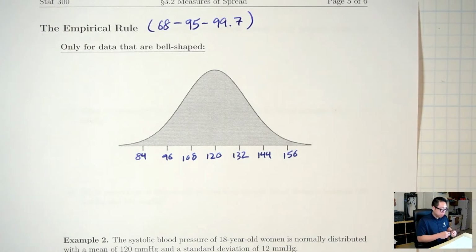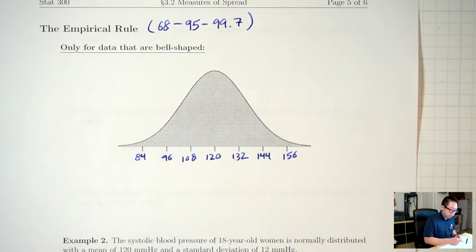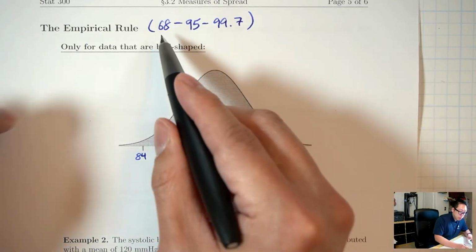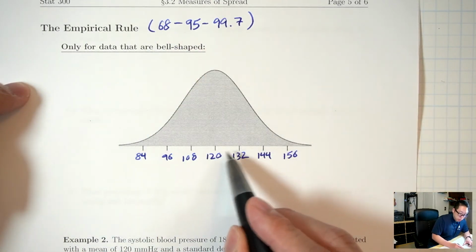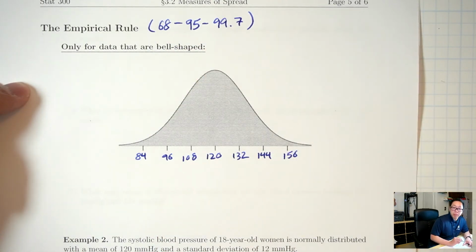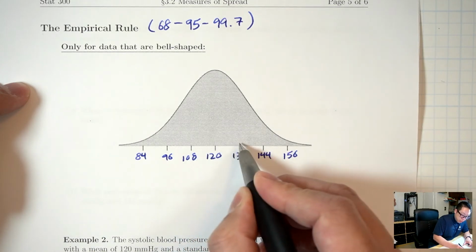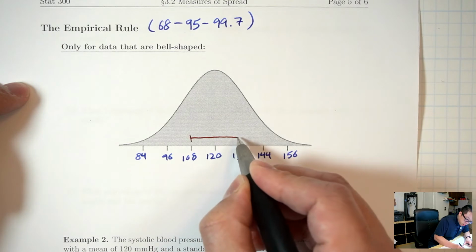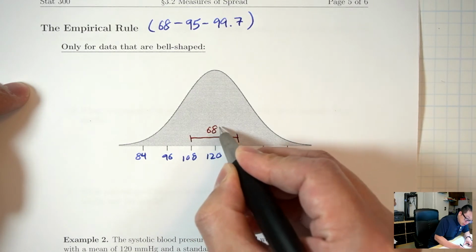And what it says is, for any data that looks like this, if you draw this picture, then 68% of your data is going to be between 1 up and 1 down from the mean. So here's the mean. 1 up, 1 down would be from 108 to 132. And that should be 68% of your data.